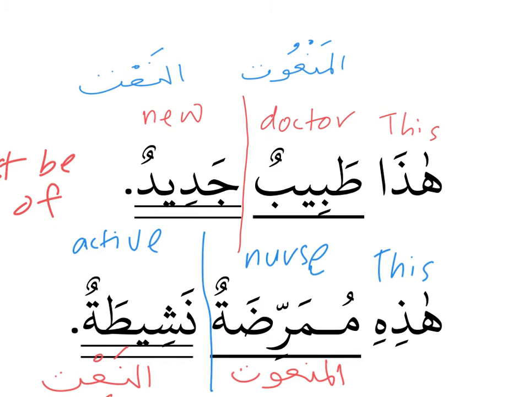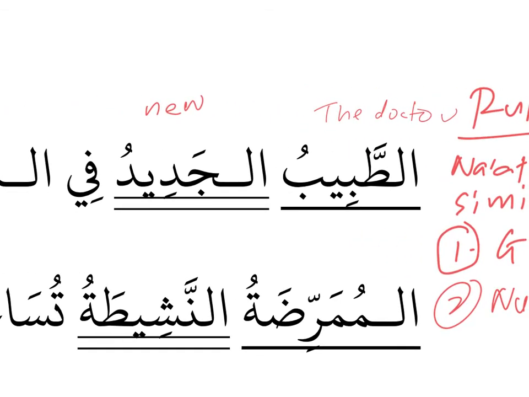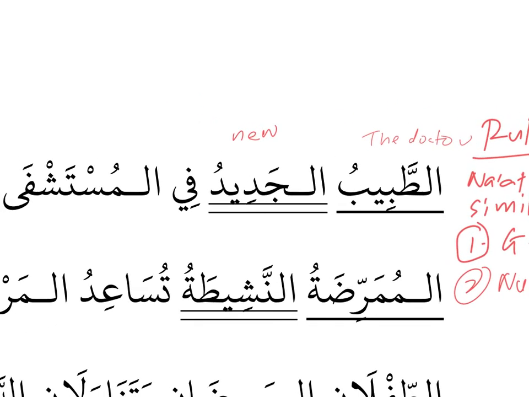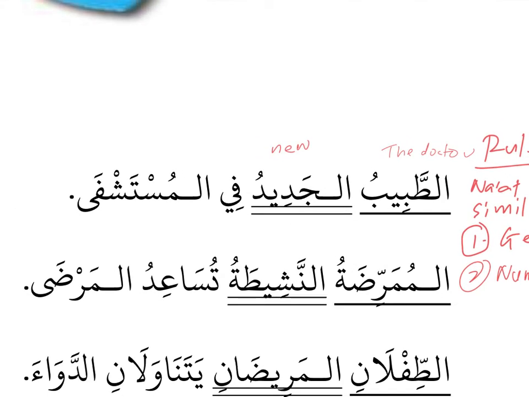But what is the difference? The difference is that the word tabib now comes with an alif lam. So what does the rule of na'at and man'ut say? It says that if the word tabib is with alif lam, the adjective normally comes with alif lam as well. That is why in the sentence we say at-tabibul jadid and not at-tabibu jadidun fil mustashfa. If you say at-tabibu al-jadidu fil mustashfa, then the meaning is the new doctor is in the hospital.